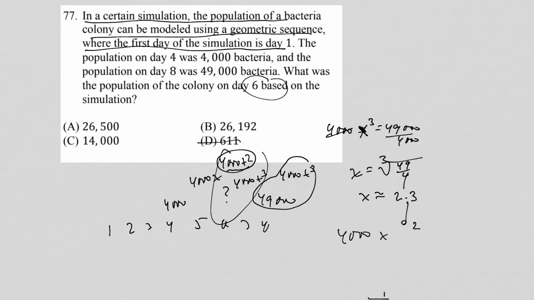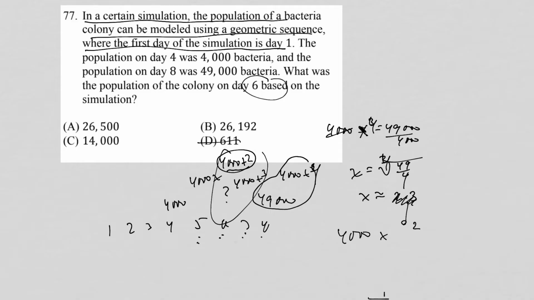Which is not, let's see, 5, 6, 7, 8, x squared, x cubed. Oh, so I made a slight mistake. This should be x to the 4th power. That should be to the 4th power. This should be the 4th root. It will not be 2.3 anymore.